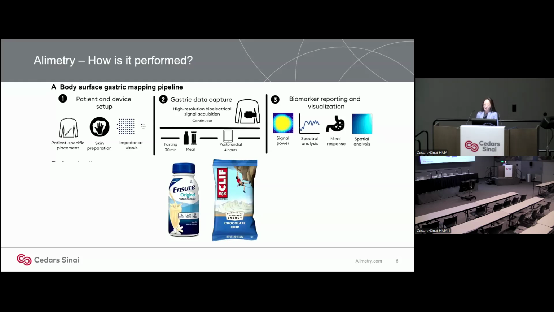So if you're ordering this test for your patient but they have allergies, just let us know what those allergies are, then we can accommodate that. After the patient eats that meal, then the alimetry will continue to record the electrical activity of the stomach for 4 hours.